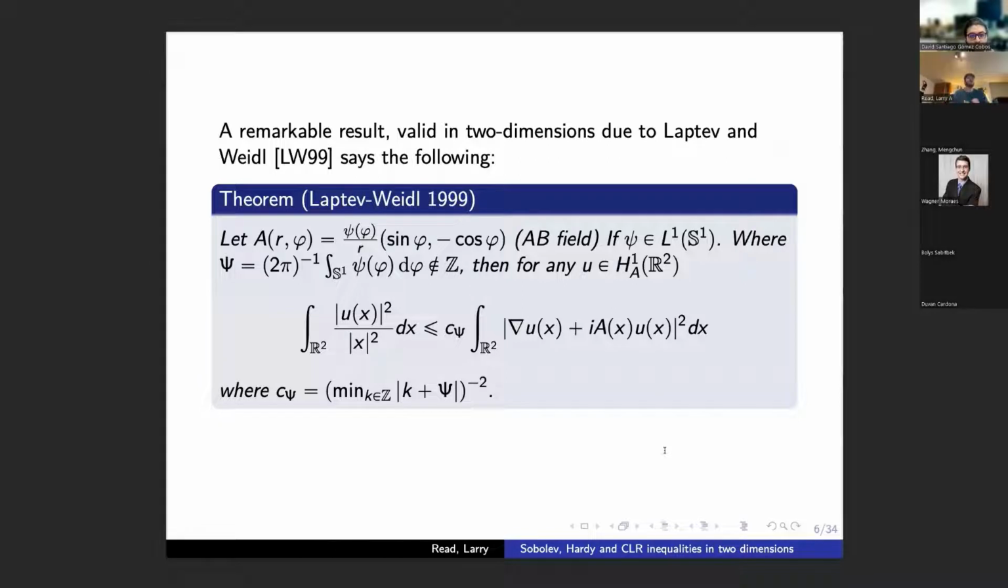Now, a more remarkable result was shown by Hynek Kovařík and Timo Weidl, where they said that if you have a magnetic field, in particular the Aharonov-Bohm magnetic potential field, and the flux of this field is non-integer, then you have a Hardy inequality in terms of the magnetic Dirichlet form on the right-hand side here, with some constant that is related to the spherical part of the magnetic Laplacian and its eigenvalues, and that's where this constant comes from. So it's bounded in the case where we have non-integer flux here.